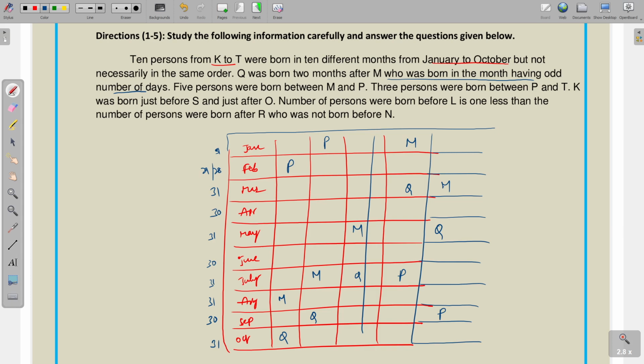And next, 3 persons were born between P and T. So between P and T there are 3 persons, and T, and next, 1, 2, 3. So there is no place to go upward and also downward. This also does not follow. Next 1, 2, 3. Here also we have no place to fix T. Only we are left with 2 possibilities.